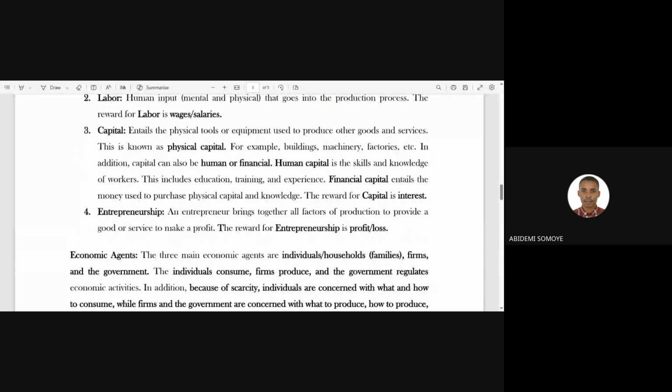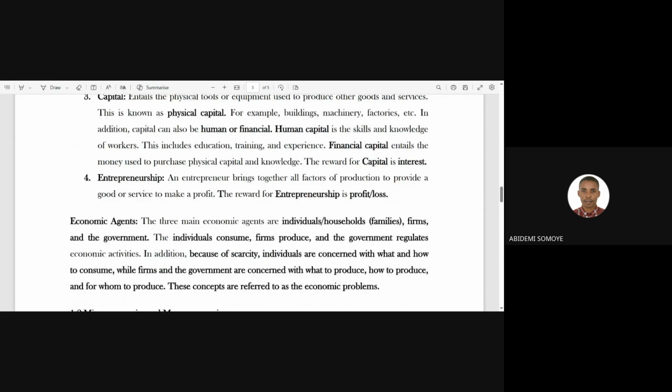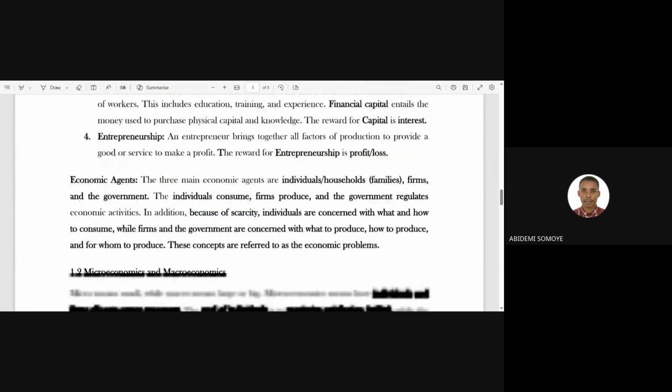On capital, for example, I mentioned physical capital and human or financial capital. Physical capital are goods that are used to produce other goods and services. Human capital refers to the knowledge, your training, your education. Financial capital is the money used to purchase physical capital. The reward for capital is interest. And for entrepreneurship, an entrepreneur brings together all factors of production to provide a good or service to make a profit.